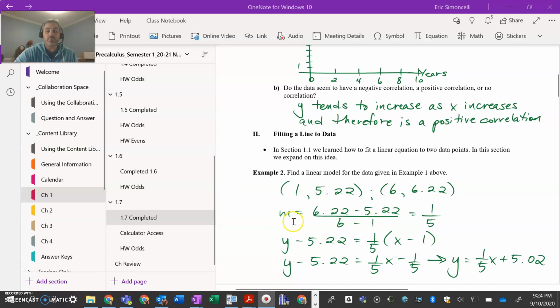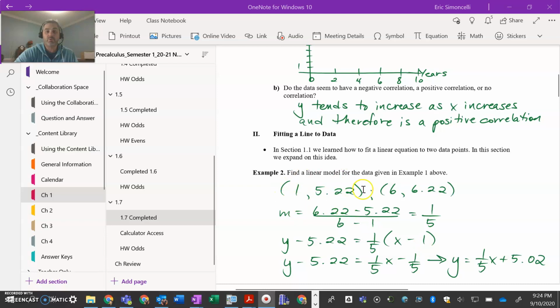So the slope, quite simply, we take y2 minus y1 divided by x2 minus x1, and in that respect you end up here with 1/5. I then used point slope form. I picked this point right here, and I did y minus 5.22 equals the slope, 1/5, times the quantity x minus 1.